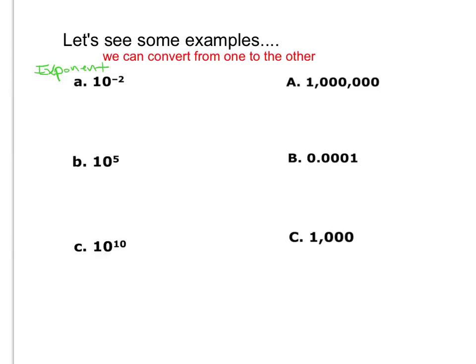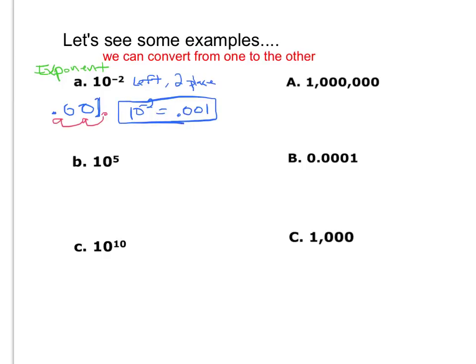Again, we start with the number 1. And since it's negative, we're moving to the left. How many places are we moving to the left? 2 places, because the number is 2. So my decimal place starts here, and I go 1, 2. Fill everything else with a 0, and then put my new decimal place. So 10 to the -2 power is just 0.01. And that's it.